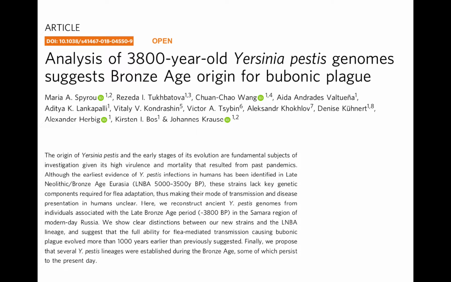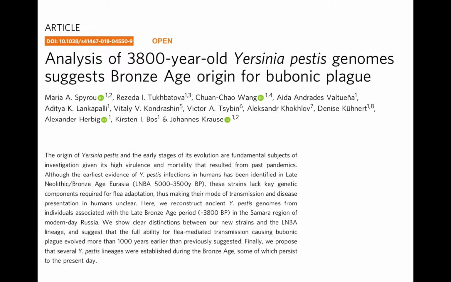But as I say, they don't stop. They keep producing papers. So you move forward a couple of years further, and here we have Johannes Krause's group looking at Yersinia pestis genomes from the Bronze Age. Although the earliest evidence of Yersinia pestis has been identified in the late Neolithic, early Bronze Age, these strains lack key components for flea adaptation. So it was kind of unclear, what does this mean?